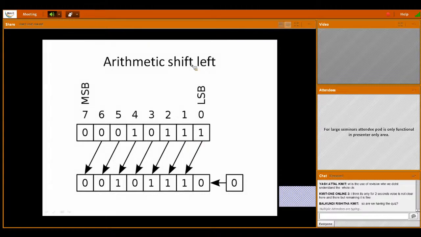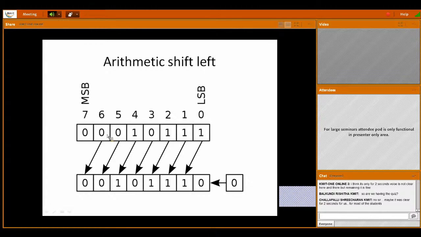Whenever you perform an arithmetic shift left, whatever data you get is a multiple of 2. Assume that the corresponding binary value for this is 6. When you perform a shift operation, you will get this as a multiple of 2. That is, this value should be equivalent to 6 into 2, that is 12. Whenever you multiply any value, the sign won't be changed.